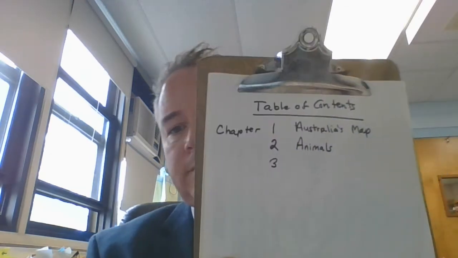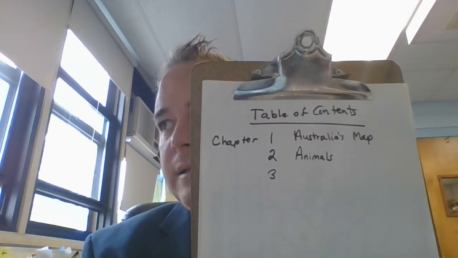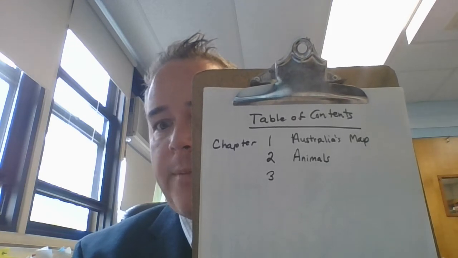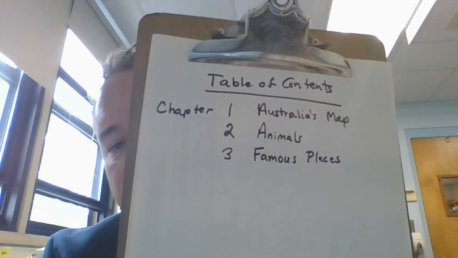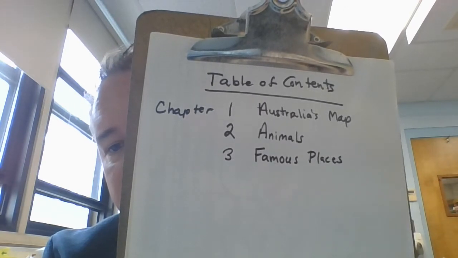Let's see, chapter 3. What else do I know about Australia? I could tell my readers about famous places in Australia, because there's cities and there's a place called the Outback, and so I could write about that. There's lots of beaches in Australia. I think of one more thing in Australia. I could talk about the climate in Australia.